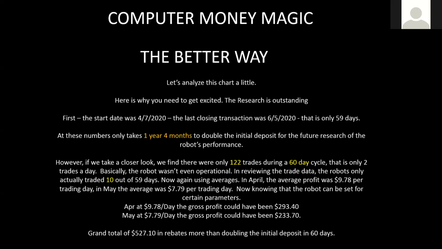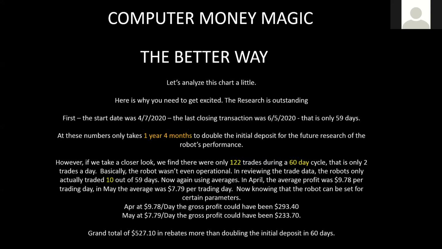First, the start date of the initial deposit was 4/7/2020, and the last closing transaction date was 6/5/2020. So that's only 59 actual days. And at these numbers, it'll only take 1 year, 4 months to double the initial deposit for the future research of the robot's performance.